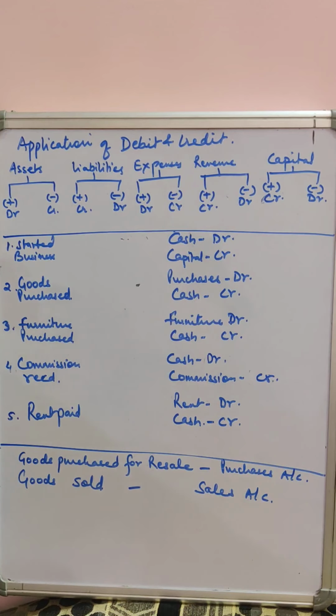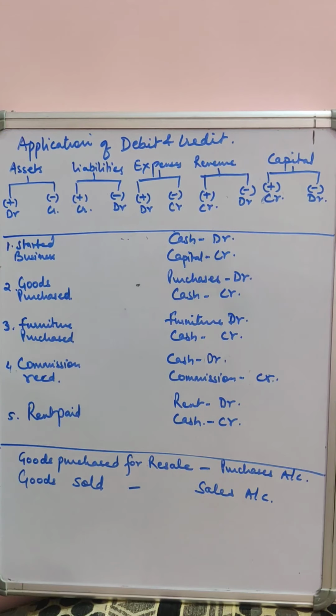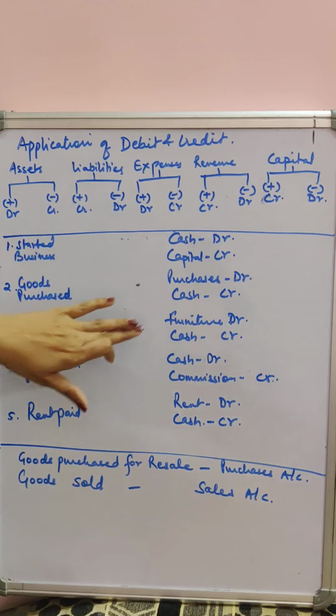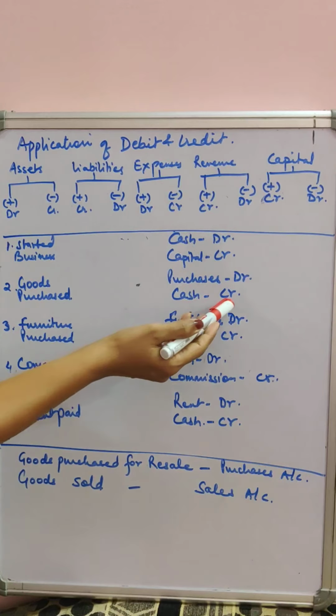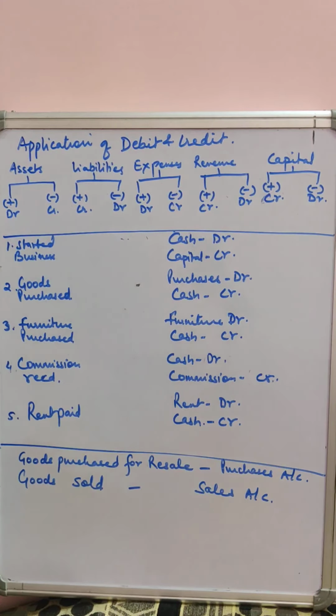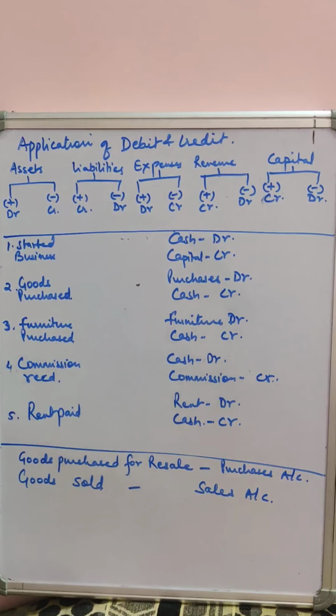So the next transaction says that goods purchased. Whenever you purchase these goods, your asset is going to increase. So we are going to debit purchases, and the second thing is that your cash will reduce. Two things are there. Goods purchased, that means of course cash goes out. Whenever the cash goes out, it will reduce your asset. So any decrease in asset will be credited. That's why we have recorded credit here.